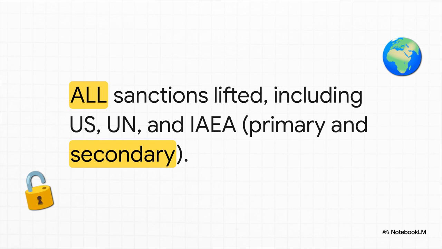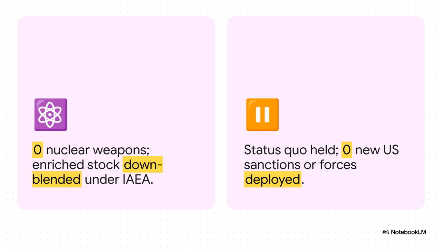It is a total, comprehensive unwinding of the international economic pressure campaign against Iran. Now, we really have to look at points 8 and 9 together because they handle the nuclear terms across 2 entirely different timelines. Point 8 is the long-term goal, absolutely zero nuclear weapons, with existing enriched stock downblended under strict IAEA supervision. Point 9, on the other hand, is the interim nuclear freeze.